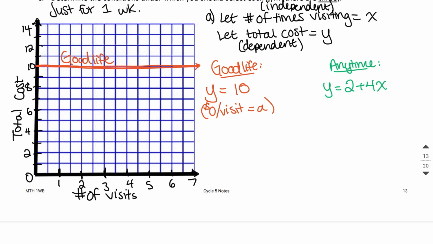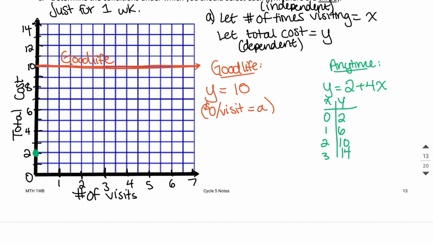And then for Anytime, we know that Anytime starts at $2. No matter what, you have to pay $2. And every time you visit, you pay an extra $4. So after 1 visit, you're paying an extra $4. So it might be helpful to get a table of values here. So for 0 visits, we're going to pay $2. 1 visit, we're going to pay an extra $4, so that would be $6. 2 visits would be $10, 3 visits would be $14, so on and so forth.